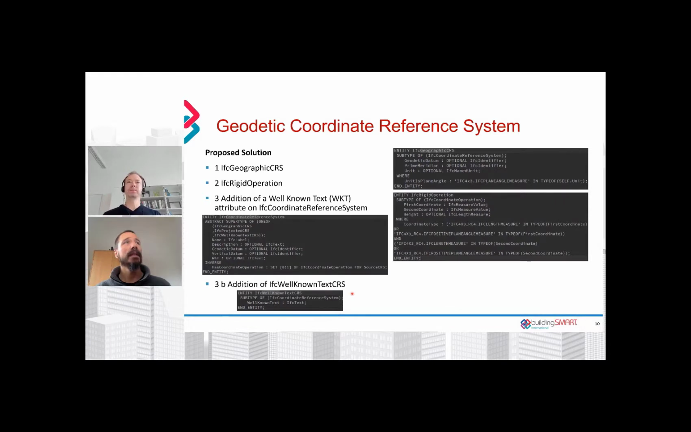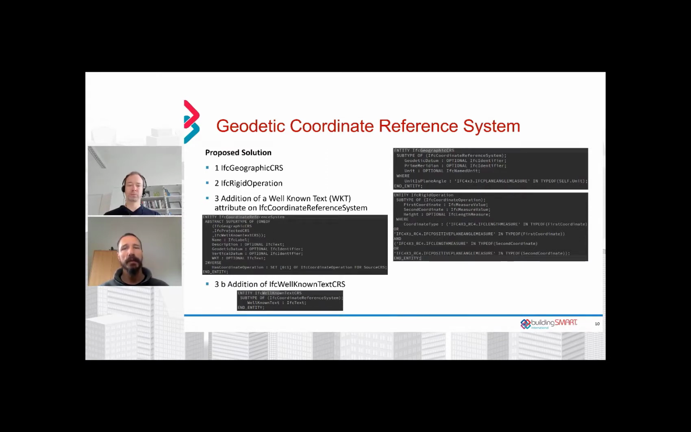So the first entity that was introduced is a geographic CRS. As I said, the IFC4 specification had no way of dealing with this, or it had an old way from IFC 2x3 where latitude and longitude were saved on the IFC site. That's of course quite problematic because it's not dealt with in a proper manner, in that it's not consistent with what's done with map conversion.